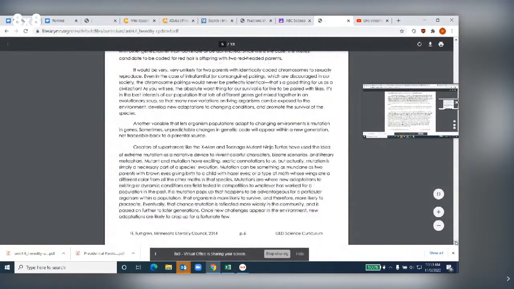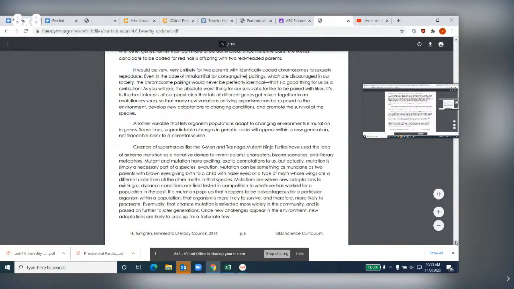It says creators of superheroes like the X-Men and Teenage Mutant Ninja Turtles have used this idea of extreme mutation as a narrative device to invent colorful characters, bizarre scenarios, and a litany of metaphors.